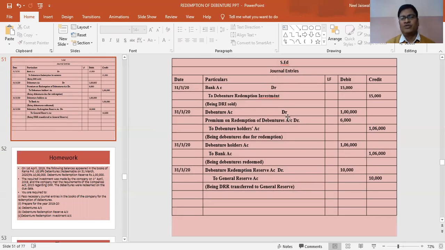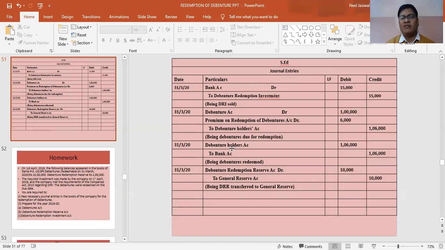So we will be writing debenture account debit, premium on redemption. Remember that premium was there, which we have kept open and kept on the liability side. So there was no closing entry for this premium on redemption of debenture. Now we are closing it on the date of redemption. Debenture, premium on redemption of debenture to debenture holders. Remember student, always write debenture holders.